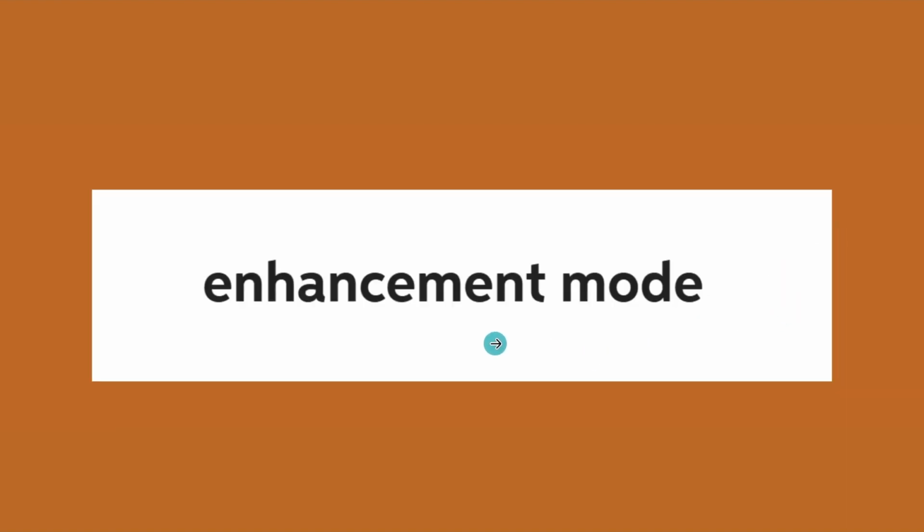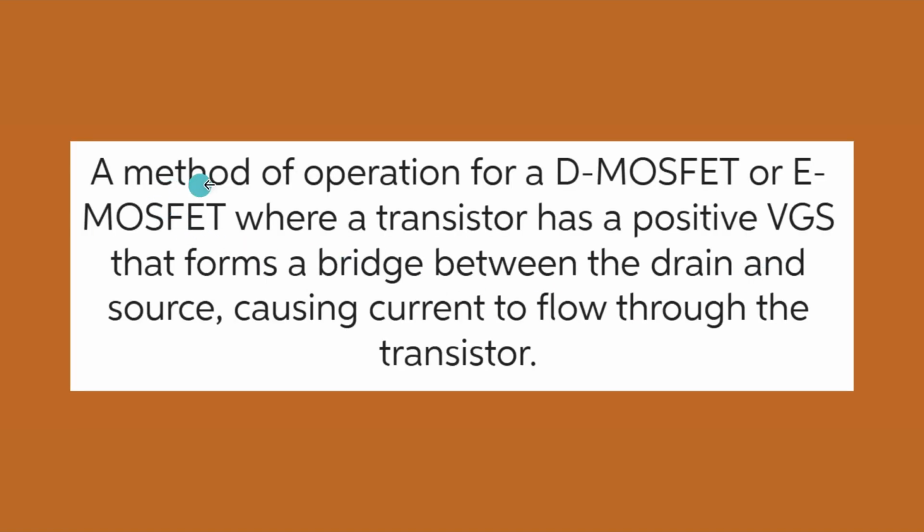Now let's go to the enhancement mode. Let's see what it is. A method of operation for a DMOSFET or eMOSFET. We already know what MOSFET is. Okay, so where a transistor has a positive V_GS. Before we learned about V_GS equal to 0, but this time the V_GS would be positive. That forms a bridge between the drain and source.